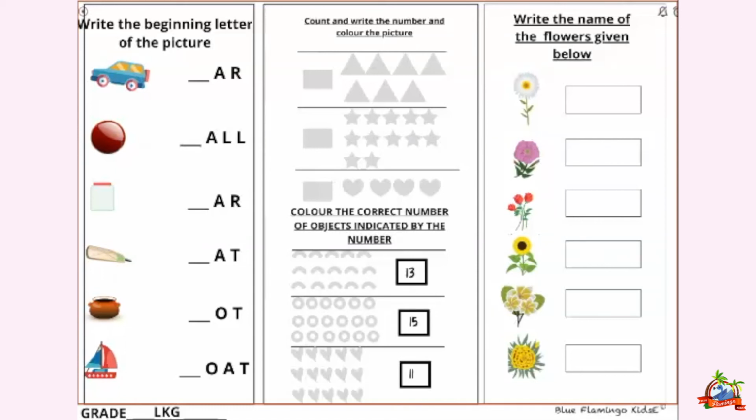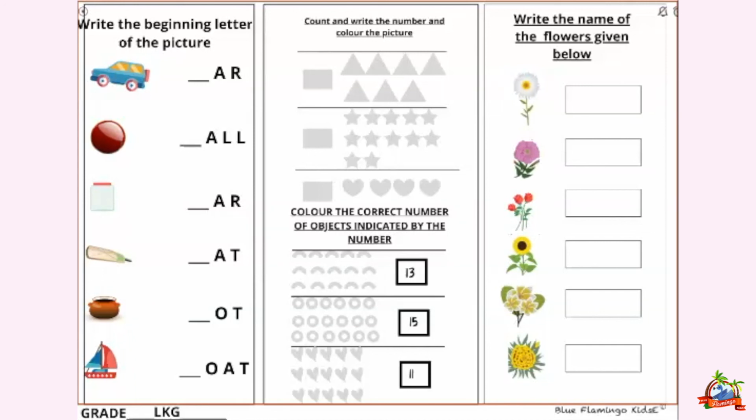Like 15 is given, then we will circle and color only 15 rings. 11 है तो 11 हार्ट्स को ही कलर करेंगे और जो बाकी बचेगा उसे कलर नहीं करना है. Only we have to color the correct number of objects. जितने नंबर दिए हैं उतने ही ऑब्जेक्ट को हमें कलर करना है. Understood? Yeah. Now, let's move to our last section of this sheet, which is EVS.